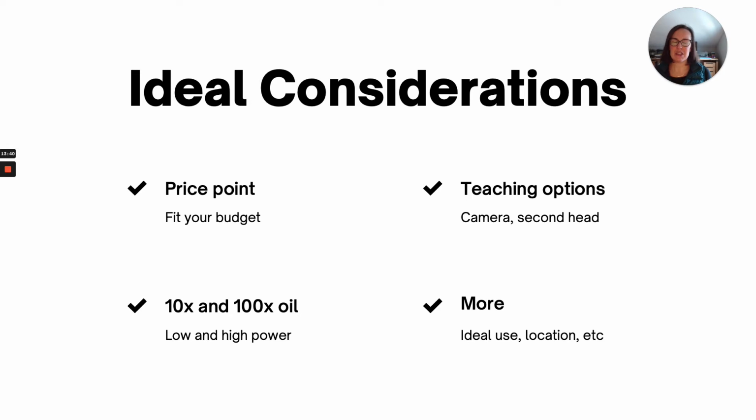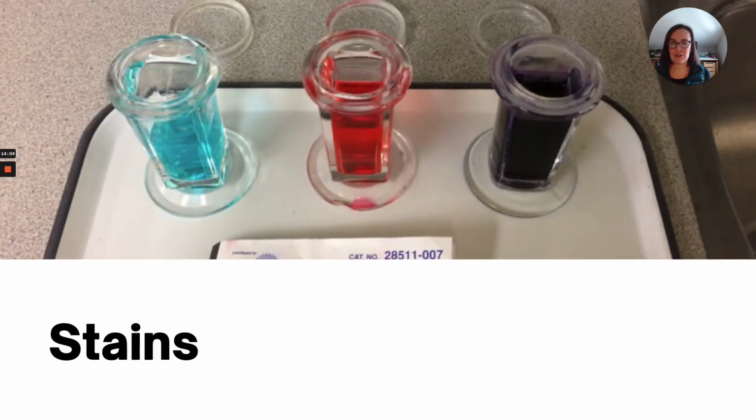Teaching options: I sometimes do wish I had a camera and a second head, just because I could do a lot more for this type of lesson, to have really nice images and show people exactly what I'm looking at as I'm looking. Obviously if you're heavily involved in teaching, that might be a consideration for you. And then where are you going to put it? Does it fit in the spot? All of that is an ideal consideration for you when you're selecting a microscope.